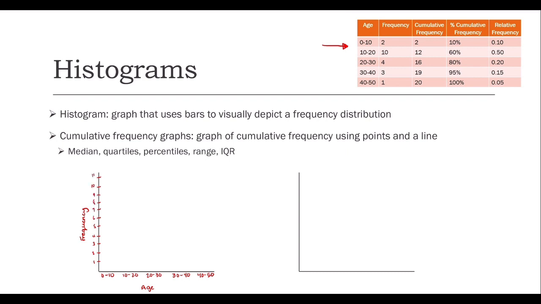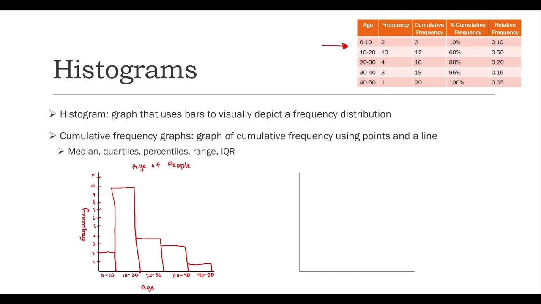So our 0 to 10, the frequency is 2. So we would draw a bar up to 2. For 10 to 20, it's 10. So we would go all the way up to 10. And then we have 4. And then 30 to 40, we have 3. And 40 to 50, we have 1. So this is how you would draw a histogram. And if our frequency table had a title, we'd want to put our title here too. So we'd just say age of people because we don't really know what it's referring to.